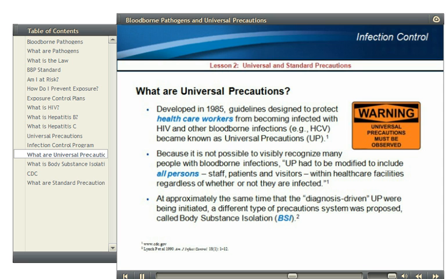At approximately the same time that the diagnosis-driven UP were being initiated, a different type of precaution system was proposed, called Body Substance Isolation, BSI.